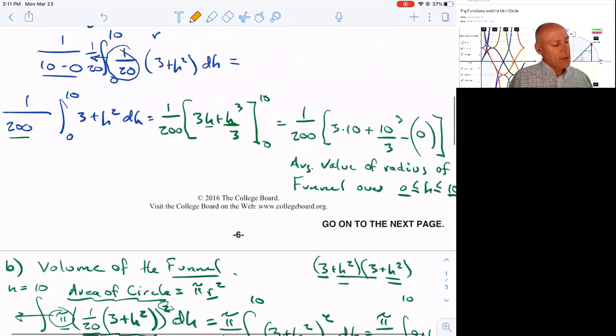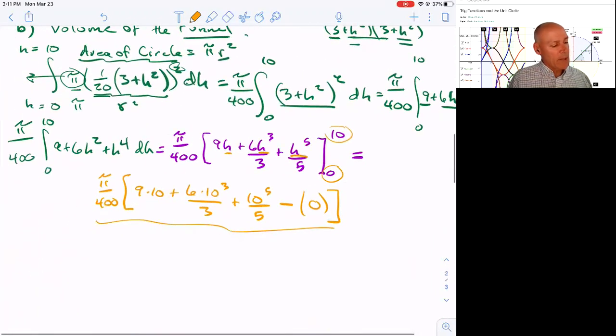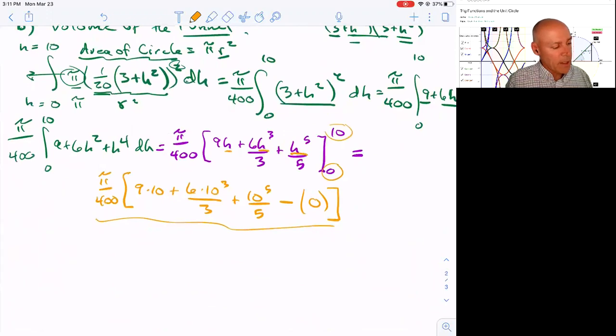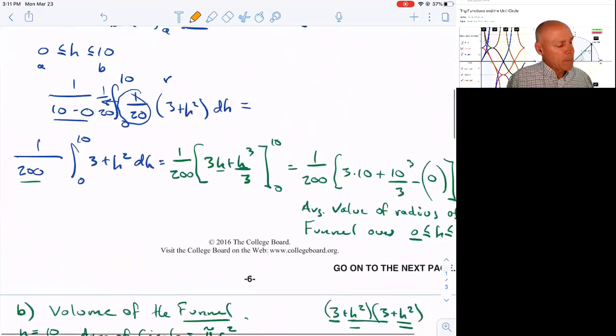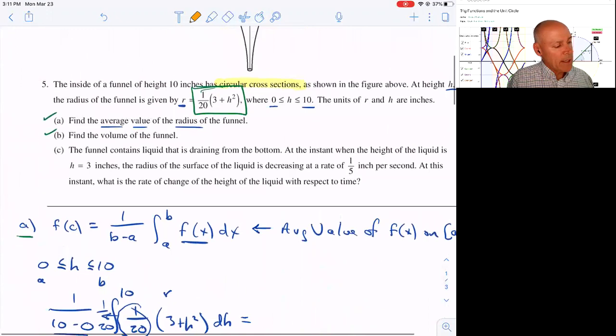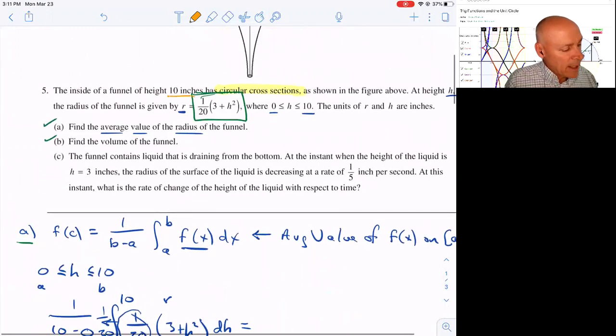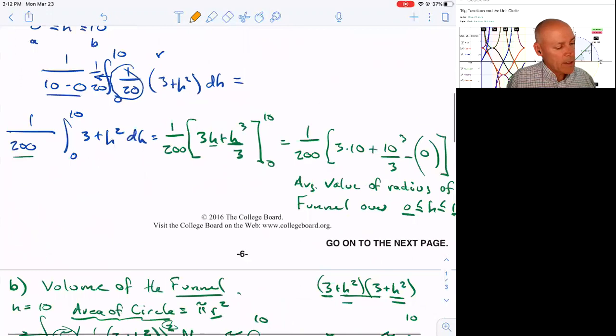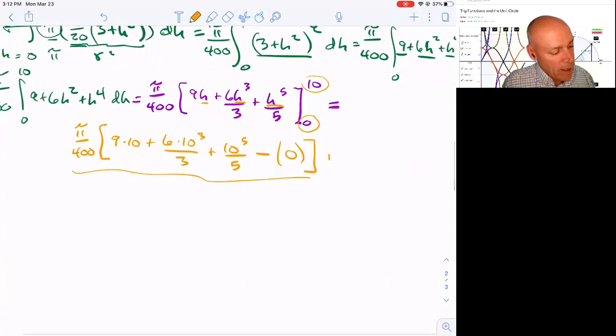I could kind of show that I know my stuff. And if that's the volume, and my dimensions are in inches, height of 10 inches, and the radius and the height are in inches, so I know this is going to be cubic inches. Okay, all right.